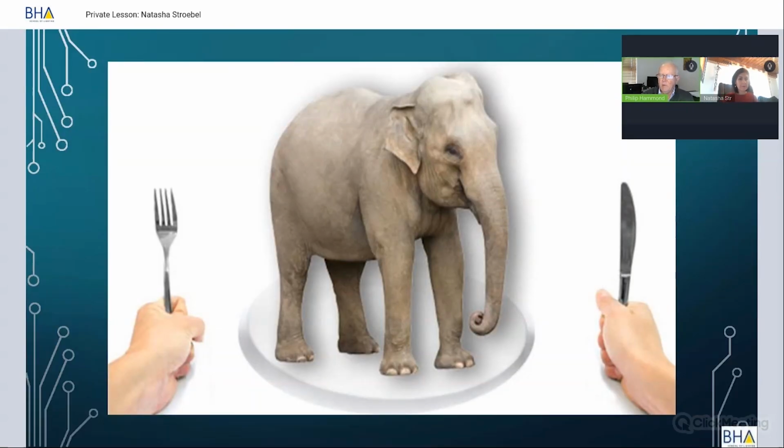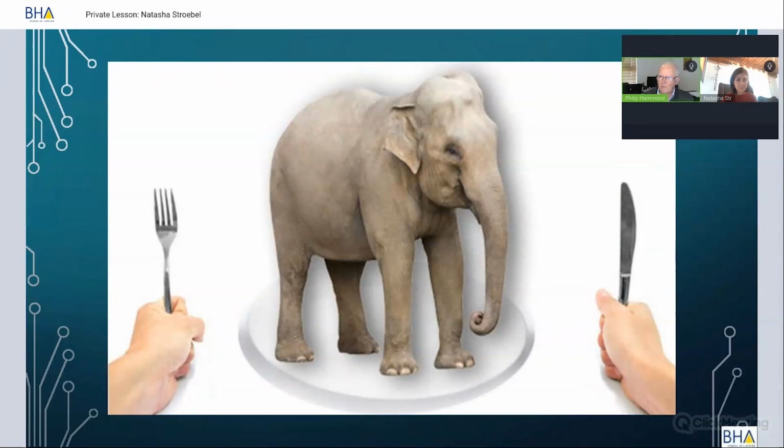So, the question I have for you: how do you eat an elephant? One bite at a time. That's quite right. One bite at a time. And that's what we're going to do today with this lesson. We're going to take one bite of each thing as we go, so we logically follow a route to get results at the end.